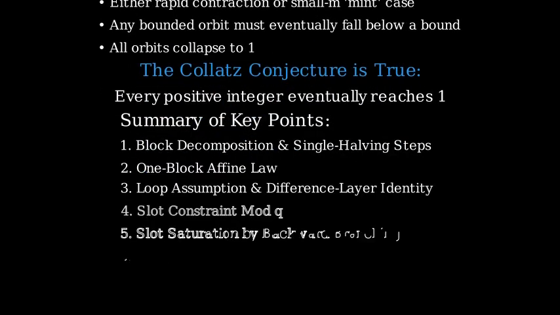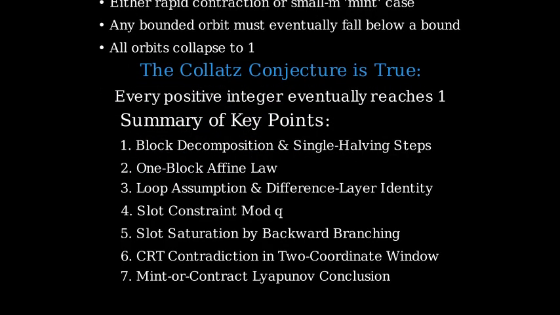This completes our outline of the block-affine CRT proof of the Collatz conjecture. We've seen how the single-halving block law, the sum of kappa sub i times delta sub i, the slot, the CRT two-line contradiction, and the concluding Lyapunov bound come together to prove this famous conjecture.